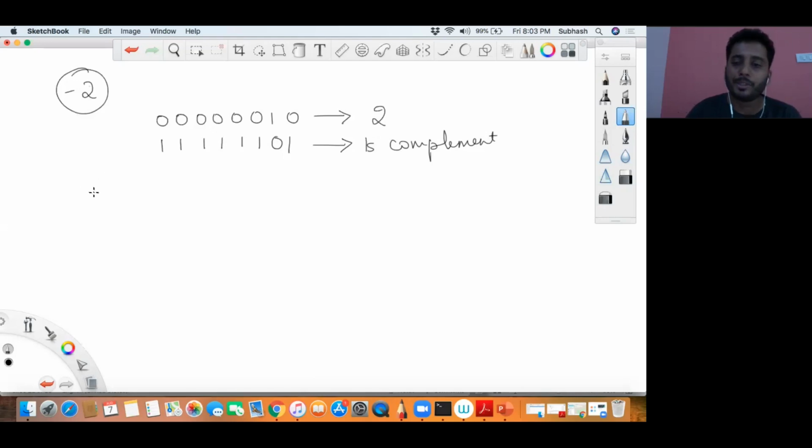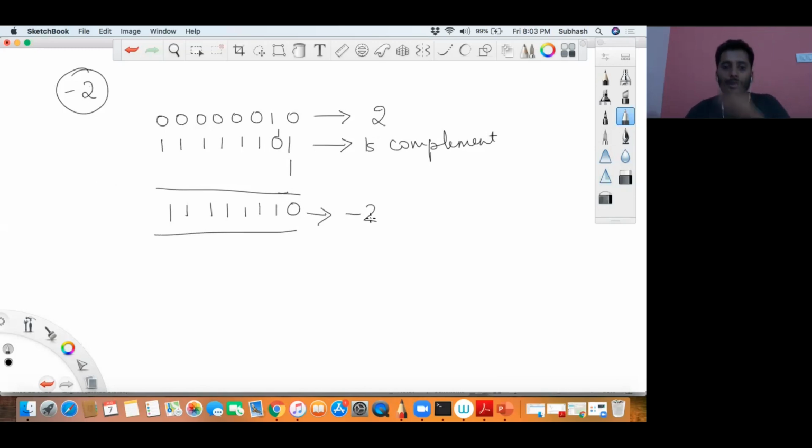Minus 2 will be represented in the 2's complement method. So how do I represent it in the 2's complement method? Add 1 to the 1's complement. So 1 plus 1 is 0 with 1 carry. Then 0 plus 1 is 1, and the remaining bits remain as they are. So this is nothing but minus 2 in the 2's complement method.